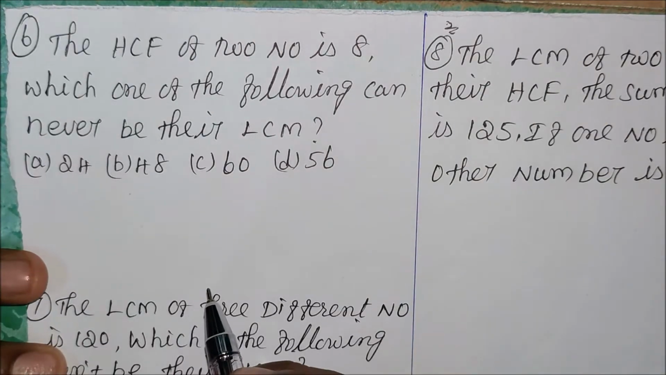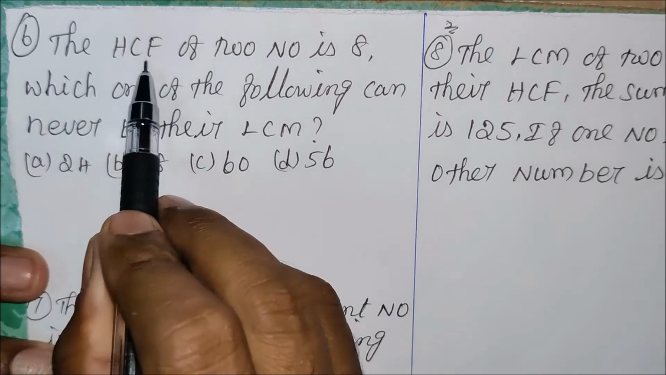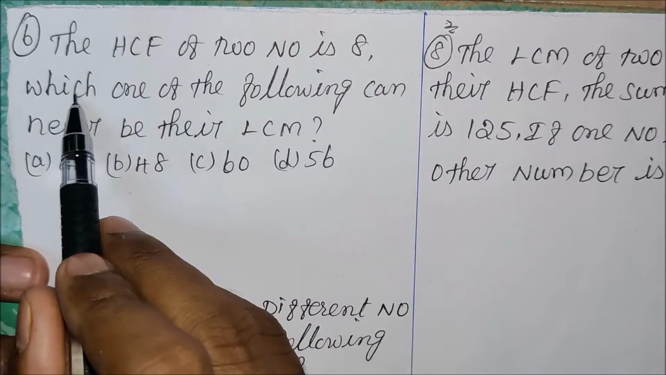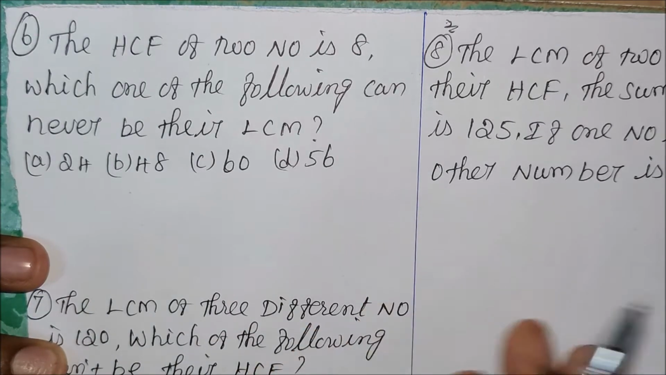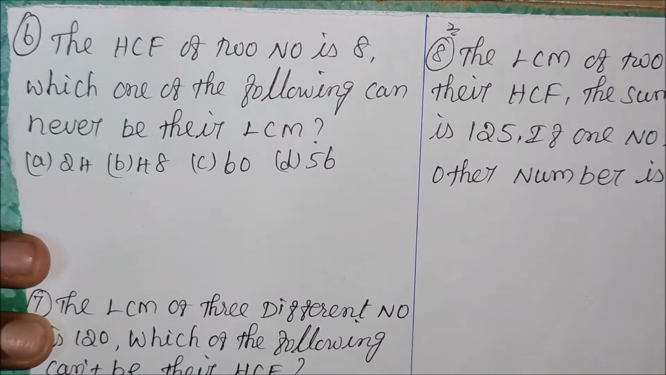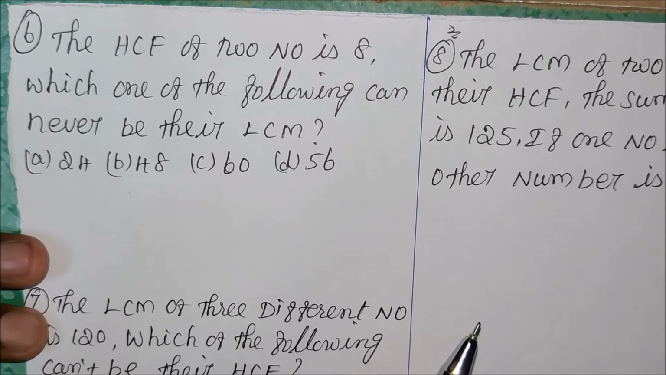First question we have to go through here. The HCF of two numbers is 8. Which one of the following can never be their LCM? Those types of questions are very important, and we know how to solve them in a smarter way. Okay, let me tell you.